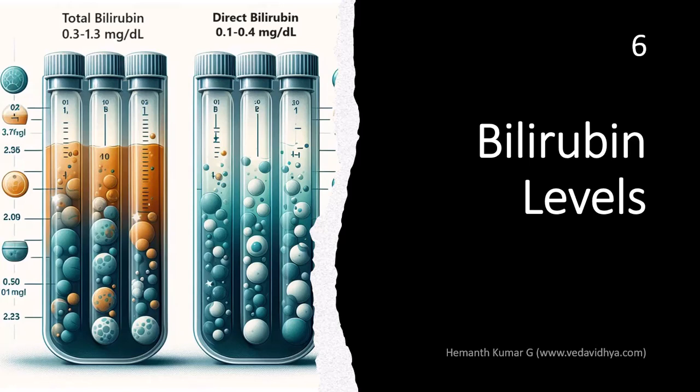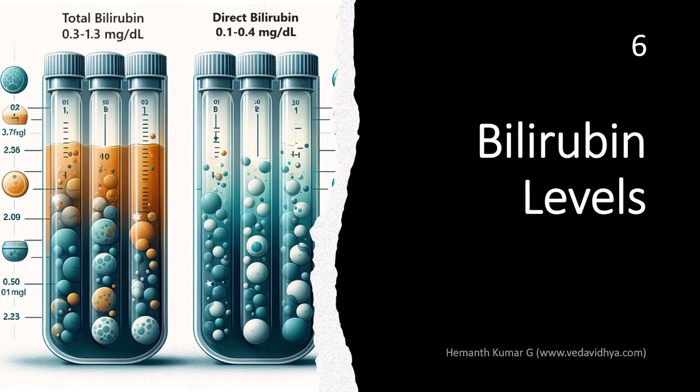Abnormal levels of bilirubin, whether high or low, can also lead to jaundice, a condition where the skin and whites of the eyes turn yellow. Jaundice itself is a symptom, it's not a disease, and indicates an underlying issue with the liver function or red blood cell breakdown. In summary, bilirubin levels, both total and direct, provide critical insights into liver function and health.